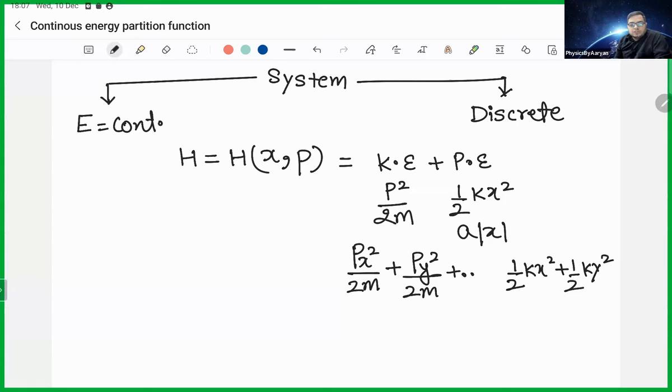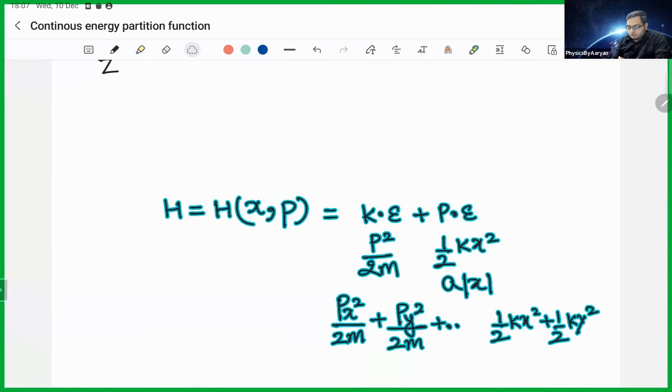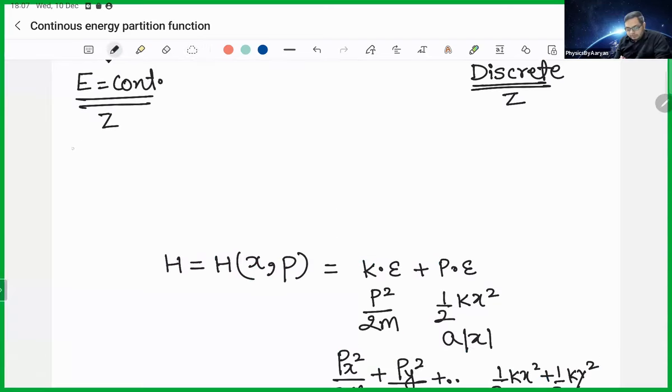Simple. So when your energy is continuous, first of all, we need to learn how to find partition functions when the energy is continuous. Then we will learn how to find the partition function when your energy is discrete. Energy is continuous, then how do you find the partition function? Energy is discrete, in that case, how do you find the partition function? There are some very common systems which we deal with, and that also we should know. A common system that we deal with in continuous is the ideal gas.